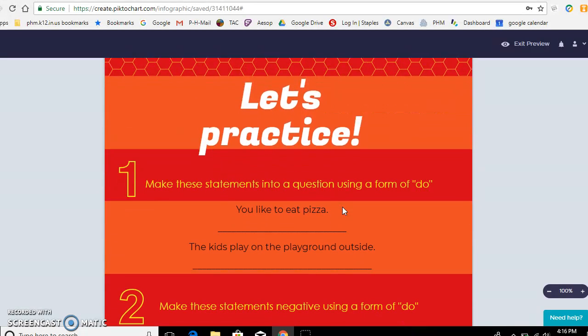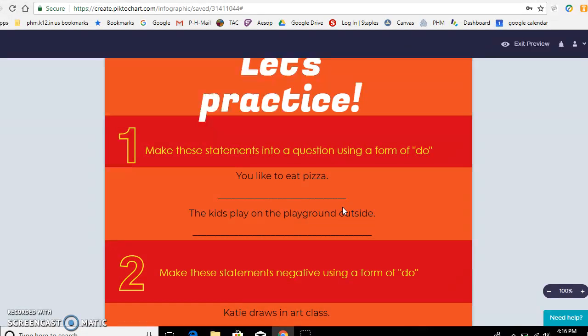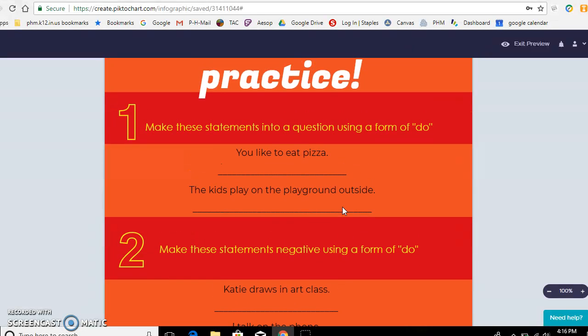Lastly, I have a practice section. So I tried to make it as simple and concise as I could. So I started with number one, make these statements into a question using a form of do. So this goes back to why we use do, and it's to form questions. So instead of you like to eat pizza, I'd be hoping that they would write, do you like to eat pizza? And the kids play on the playground outside. Do the kids play on the playground outside? Or I could even have them go past tense as well. Like, can you put that in a past tense question? They would use did instead.